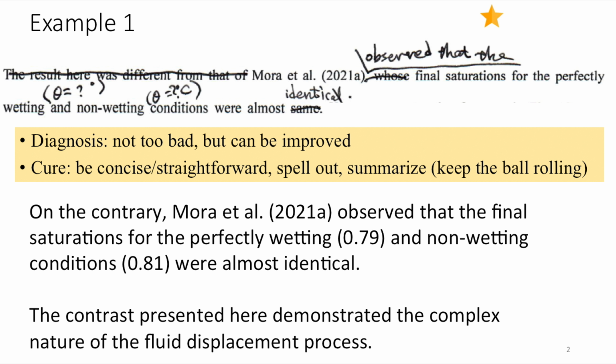The keyword is to be concise and straightforward, where I replace the first 8 words with 3 words, "on the contrary." I spell out the values of final saturations to avoid vagueness and be informative. Then I summarize to give the readers an overall impression before moving on to the next sentence or paragraph.